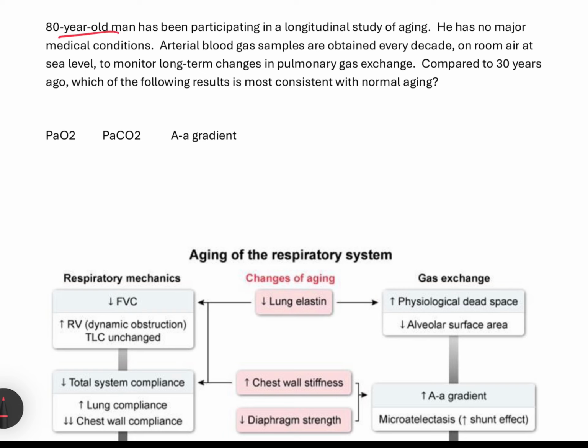An 80-year-old man has been participating in a longitudinal study of aging. He has no major medical condition. Arterial blood gas samples are obtained every decade on room air at sea level to monitor long-term change in pulmonary gas exchange. Compared to 30 years ago, which of the following results is more consistent with normal aging? We have to talk about the A-a gradient, PaCO2 and PaO2. And secondly, if you remember about the A-a gradient, the alveolar-arterial gradient, there will be VQ mismatch.